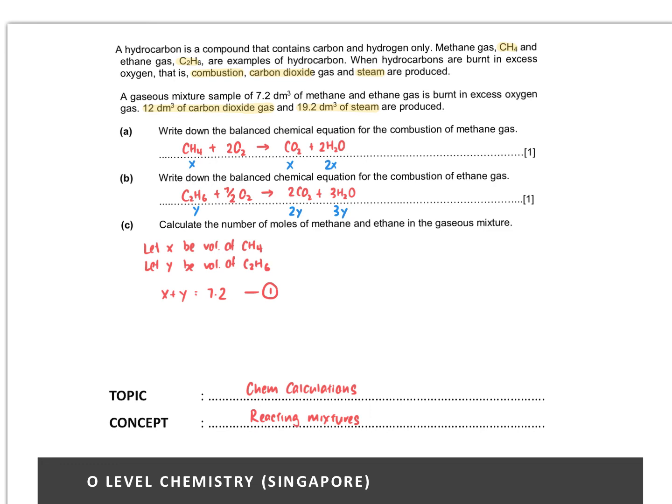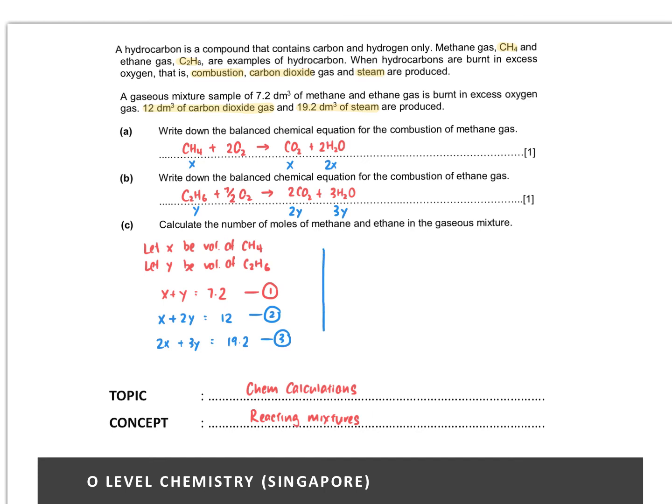Now that we can express the volume of carbon dioxide and steam in terms of X and Y, we can set up the other two equations. The volumes of CO2 combined would equal 12 dm cubed. This is the second equation. And then the volumes of steam combined would equal 19.2 dm cubed. Now that we have three equations, we have more than enough equations to solve for the two variables. So let's apply your mathematics.